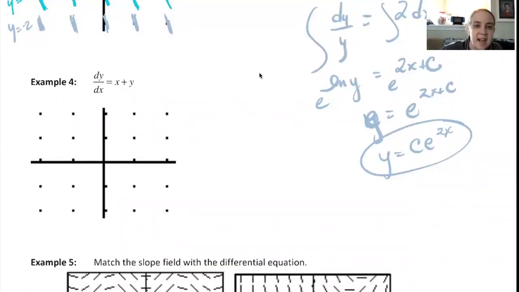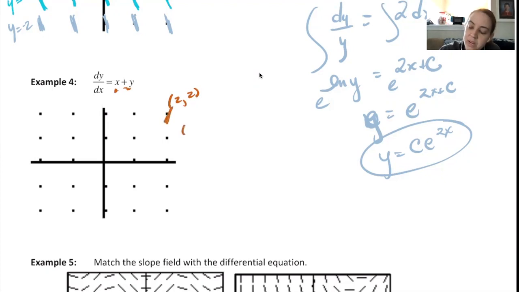All right, so we've tackled the slope fields where you have just one x variable or just one y variable. So what happens when you have an x plus a y? Well, you have to take into account both coordinates. So if I look at this one, that point (2,2) that we've been starting with, my slope is 2 plus 2, which is 4. So this is going to have a slope of 4.